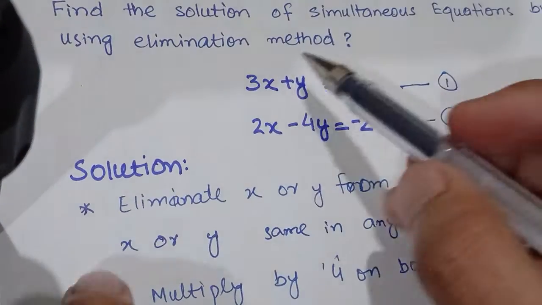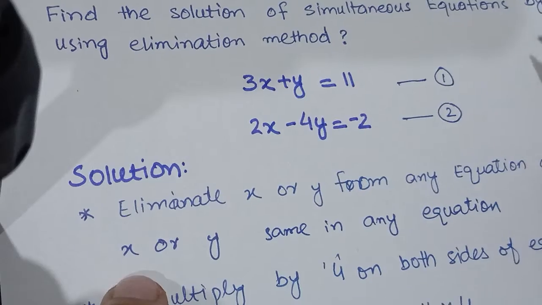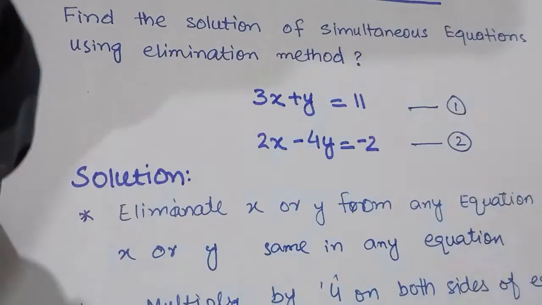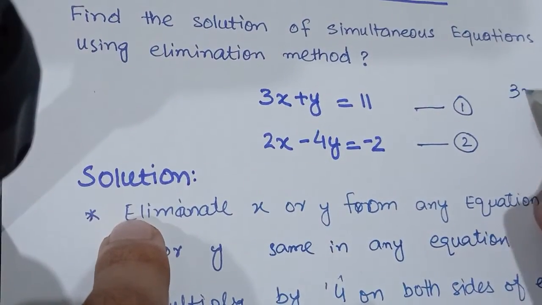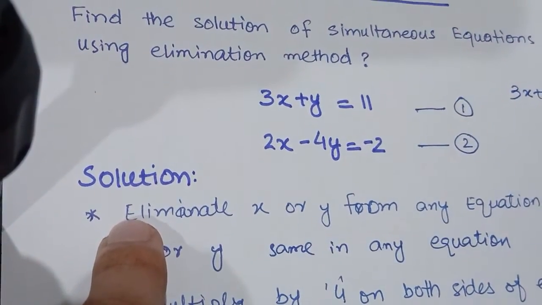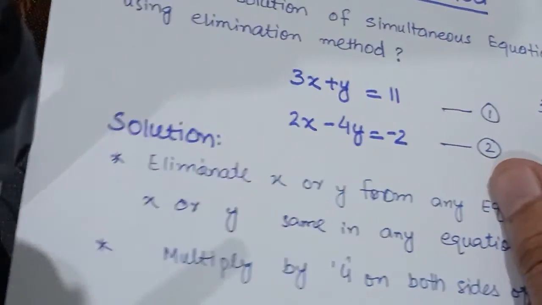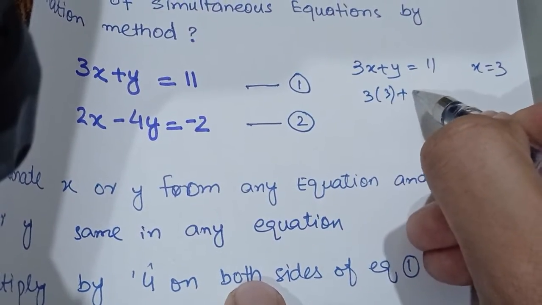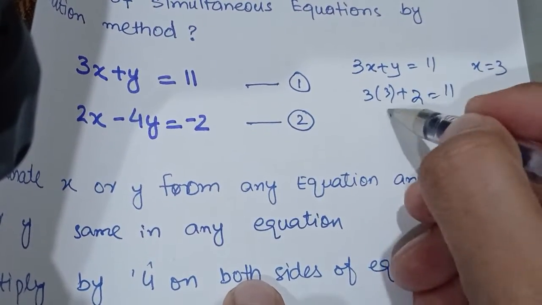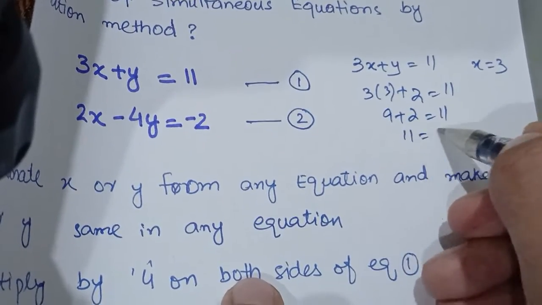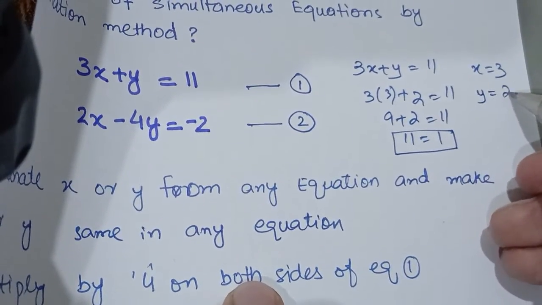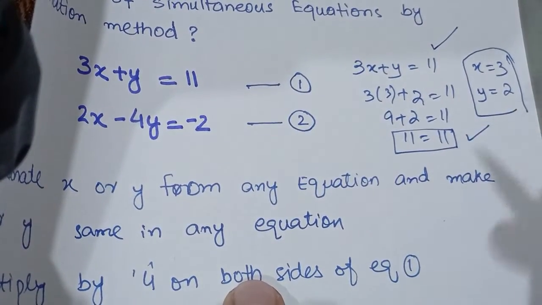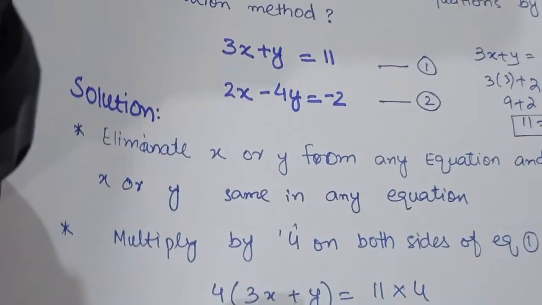By putting these two values in any of the equations, we will check our answers. So that's all for this elimination method. Now we will check these two roots. 3x plus y is equal to 11 and x is equal to 3 we have. So 3 into 3 plus y, we have 2. 9 plus 2 is equal to 11. 11 is equal to 11. So y is equal to 2. We have both these answers right because the equation is satisfied. So that's the way to check our answers.